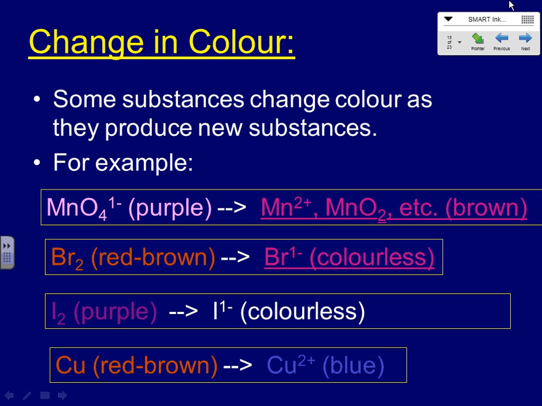So if a substance is one color as a reactant and the color changes as a product, then you can obviously use the change in color. You might ask, how do we actually measure color? Well, we use something called a spectrometer. Once you're done writing, I'll talk about what a spectrometer is.